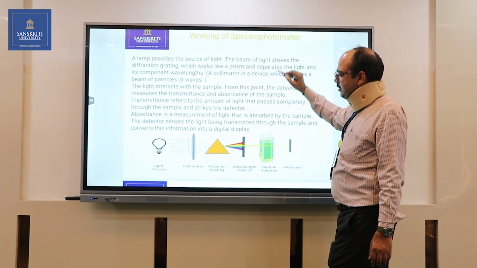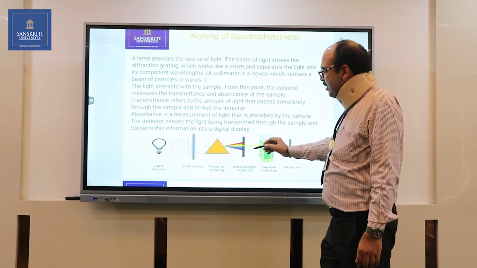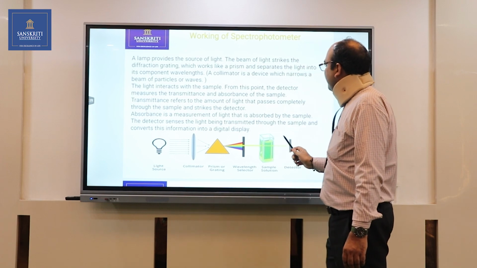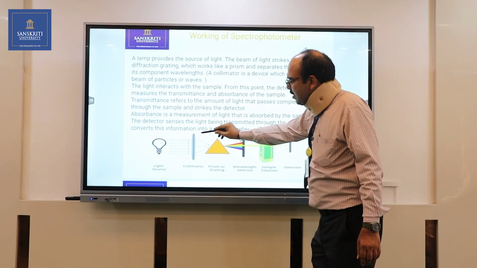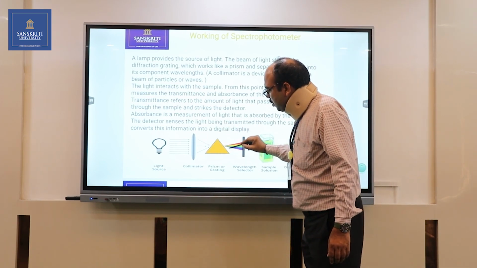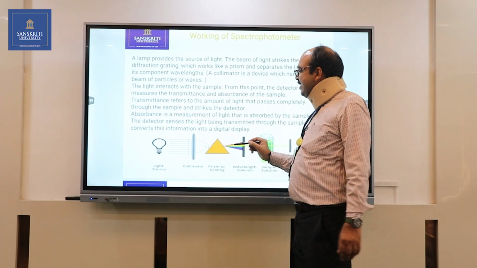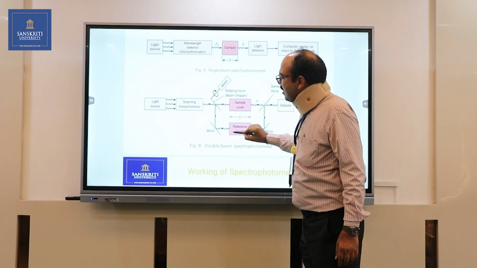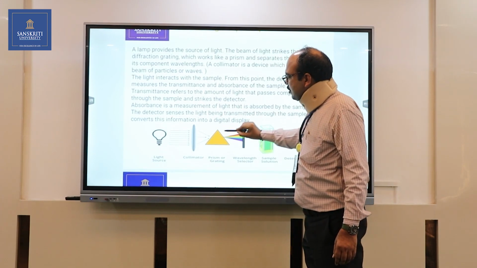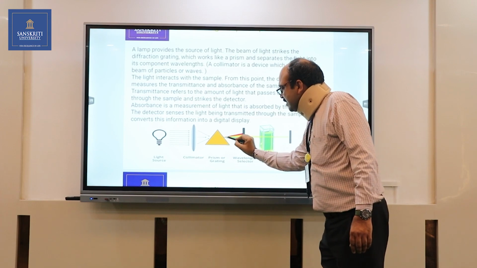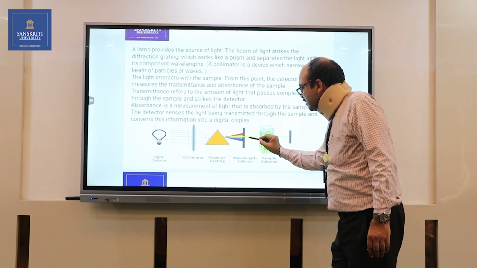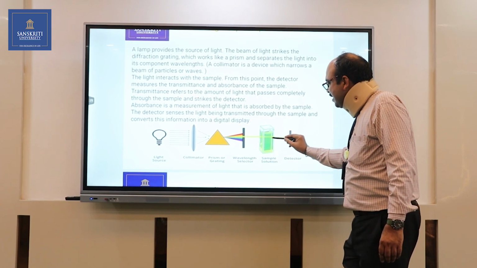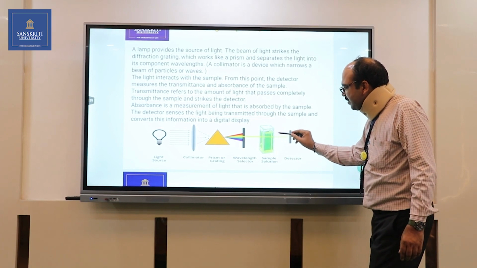Now how it works, you just see and compare. There is a light source, and this is the collimator. A collimator is nothing but a device which narrows the beam, and then it passes through the prism or grating, which is the monochromator. It passes a single wavelength of light, and then the light passes through the sample, and the sample absorbs some of the light. This is the cuvette.